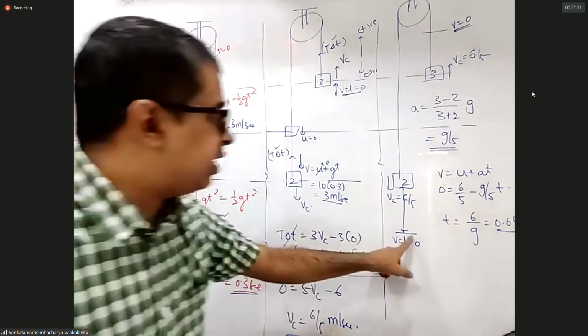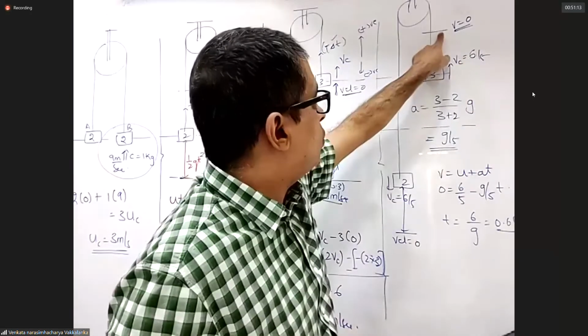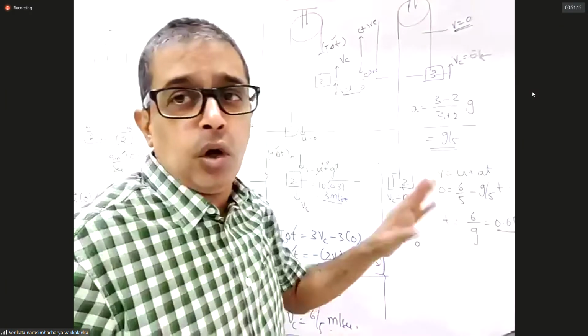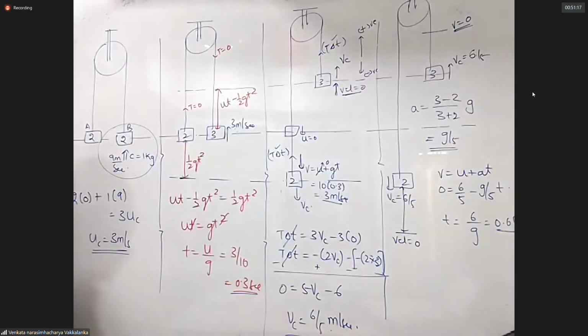And here kinetic energy of both are zero. This is zero, this is zero. So loss is only gravitational potential energy. Is that clear to all? Yes.